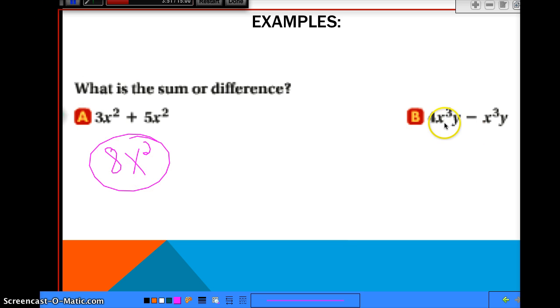In the second example, the x cubed y and the x cubed y, there's really a coefficient of 1 right here. So now that you know that your terms are like, subtract your coefficients. 4 minus 1 is 3, and then your x cubed y stays the same.